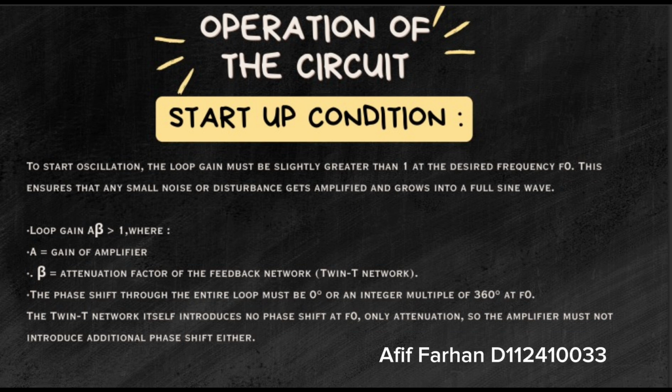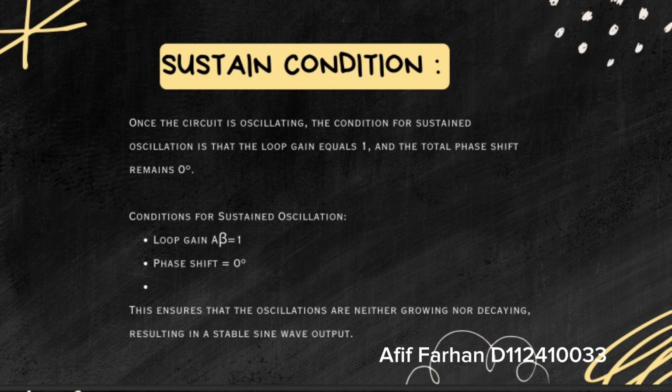Next one, we move to sustain. We're now moving to sustained oscillation. Once the sine wave starts, we want it to stay steady. For that, the first requirement is that the loop gain must be 1, and the second is that the phase shift must be 0 degrees. This keeps the wave from getting bigger or smaller, and it just stays smooth and steady.